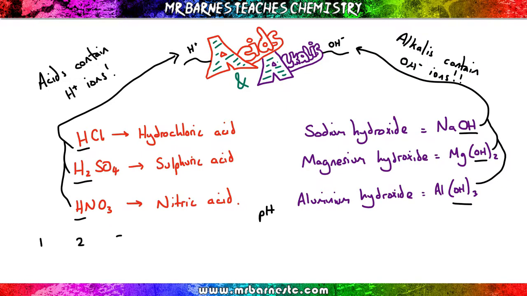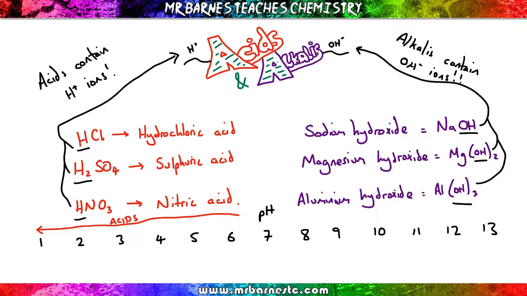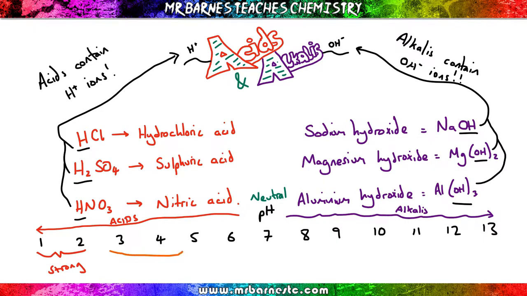You're also expected to know the pH of different acids and alkalis. So if I draw my pH scale here, you should remember that everything with a pH of less than 7 is acidic, and everything more than 7 is alkali, leaving pH of 7 being neutral. Now, if you have a strong acid, that is going to be around pH 1 to 2. If you have a weaker acid, it's going to be between 3 and 6, and similar with your alkalis. So pH of 8 to around 10 is weak, and 11 plus is strong.